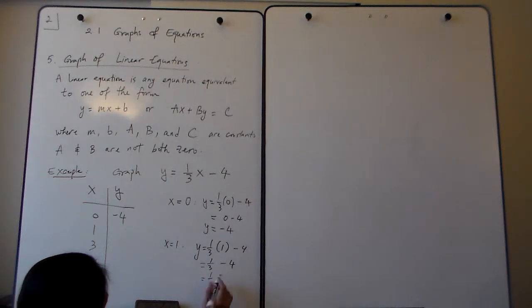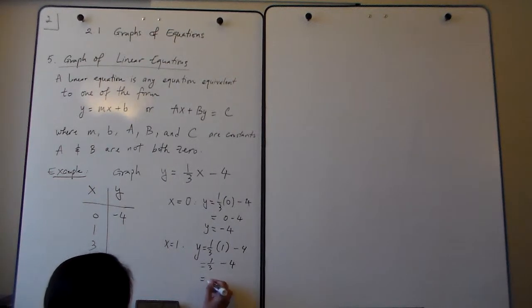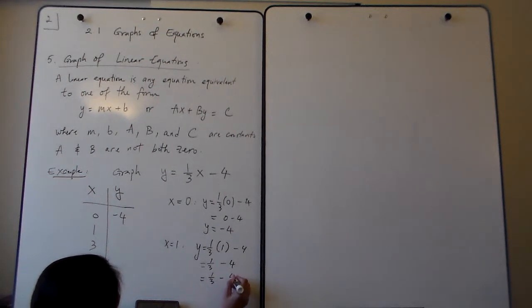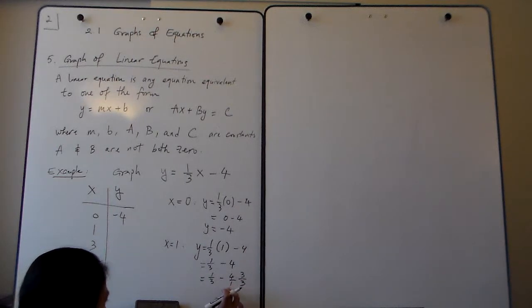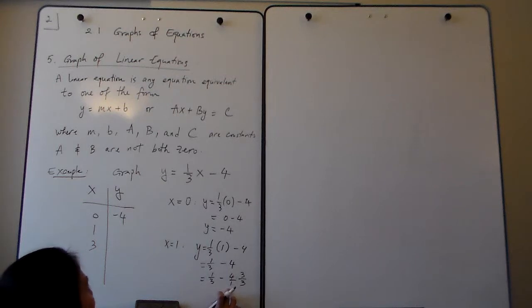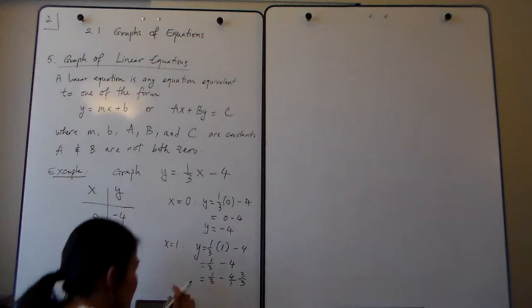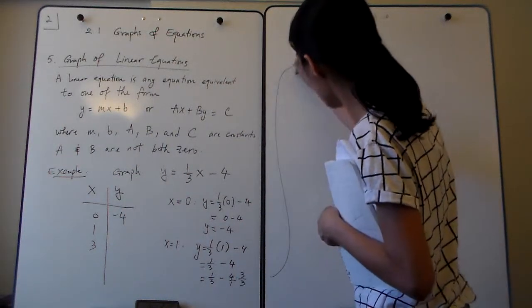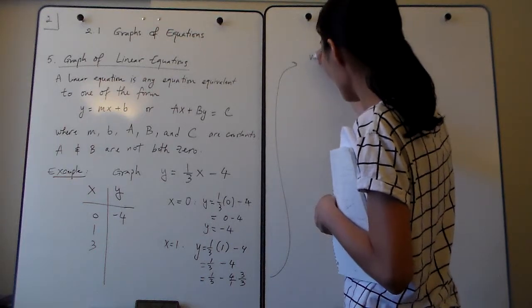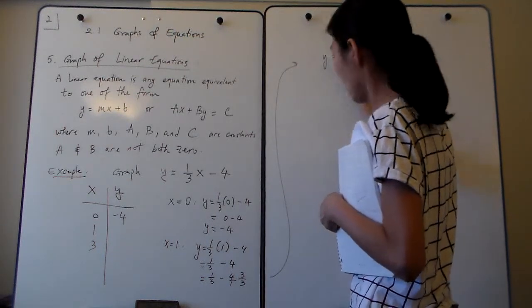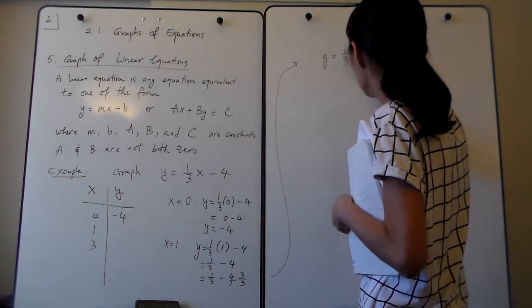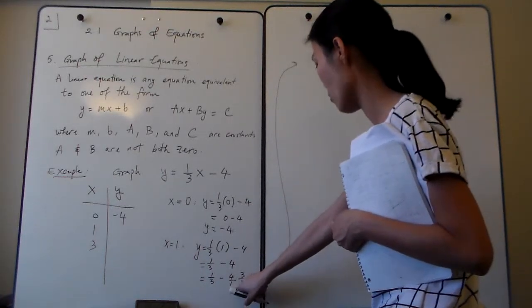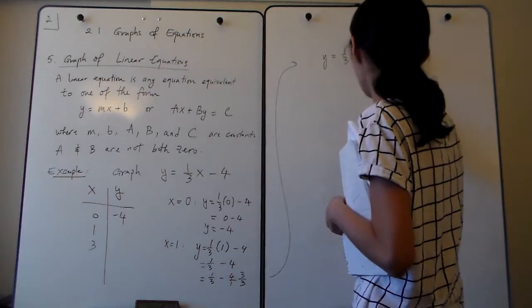So we need to write 4 times 3 over 3, right? Because the denominator of 4 is 1. To get the least common denominator, 3, we need to multiply by 3, right? 1 times 3 is 3. So let me continue here. After that, you get y equal to 1/3 minus, simplify, you get 4 times 3 is 12 over 3.